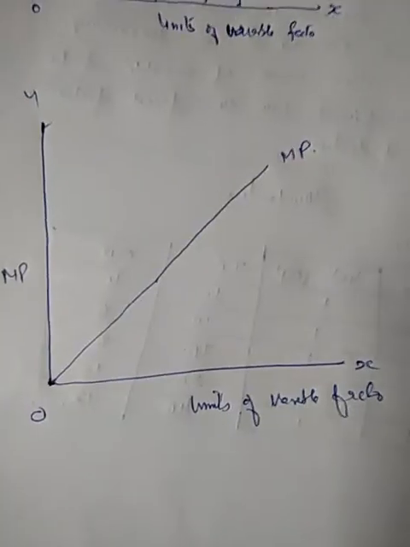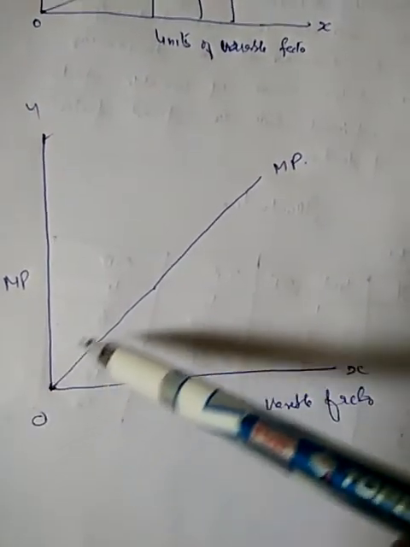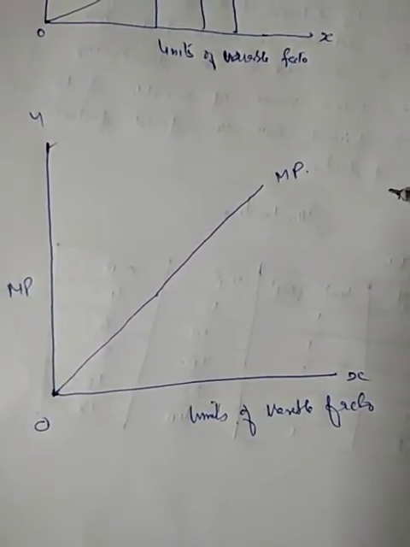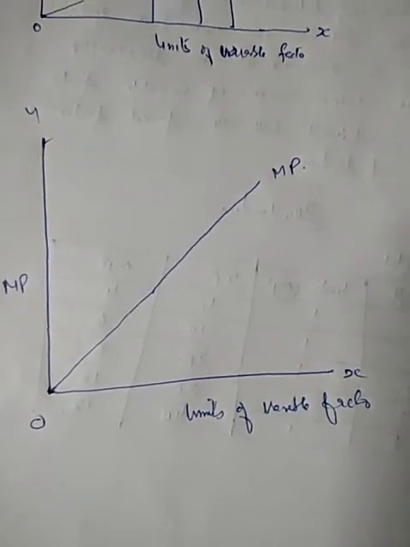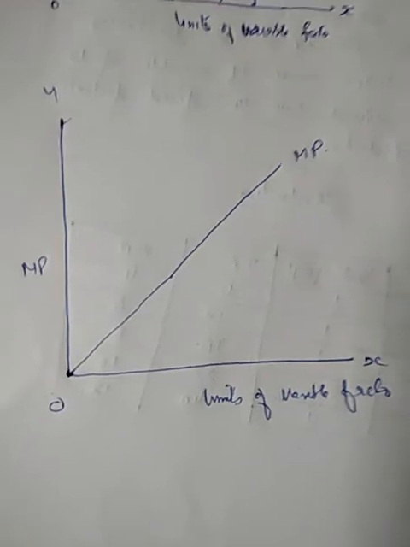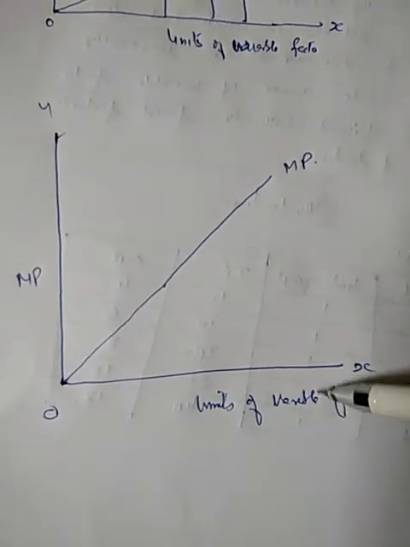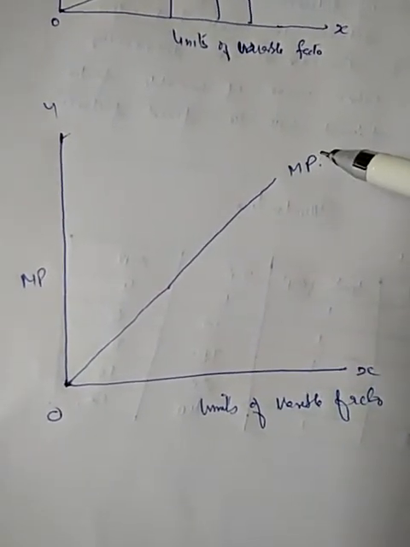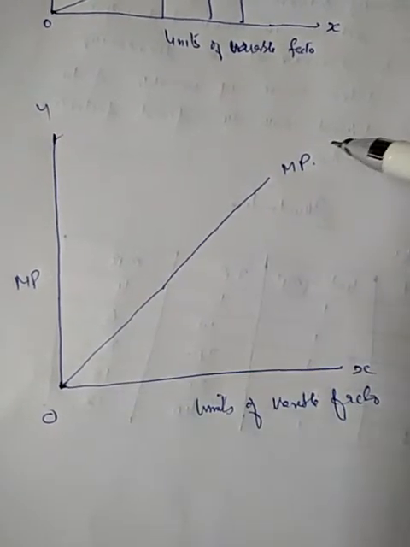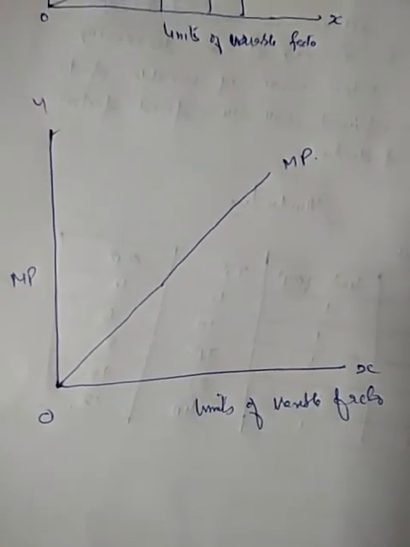Now what is the nature of our marginal product curve? It will be like this, this is the marginal product curve, right? Again, upward sloping, showing that marginal product is increasing. ठीक है ना? देख लीजिए, यहाँ हमने marginal product लिया है, again units of variable factor, so in case of the law of increasing returns the curve will be of this shape. ठीक है ना?